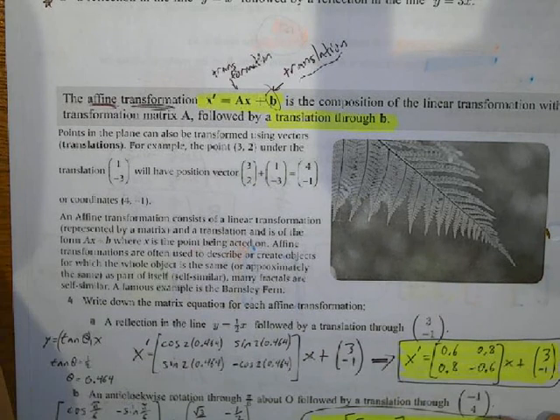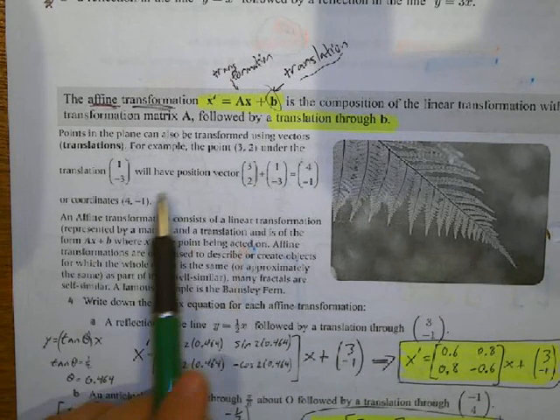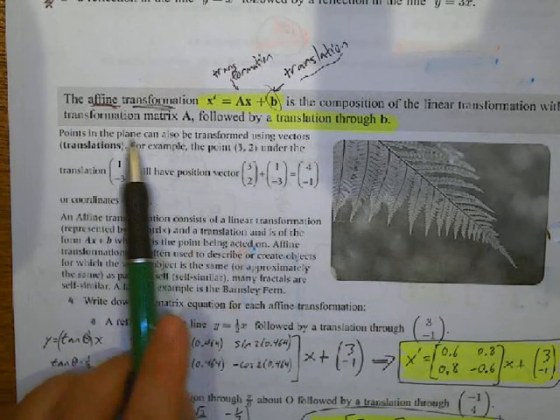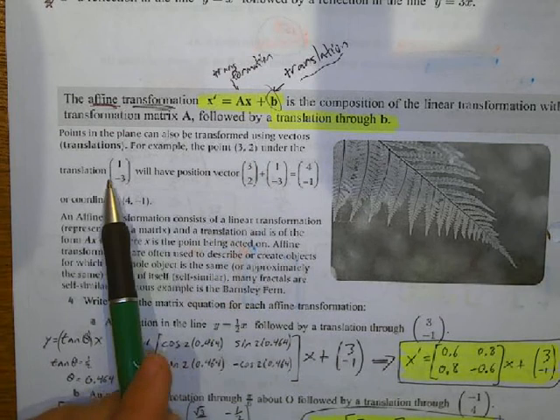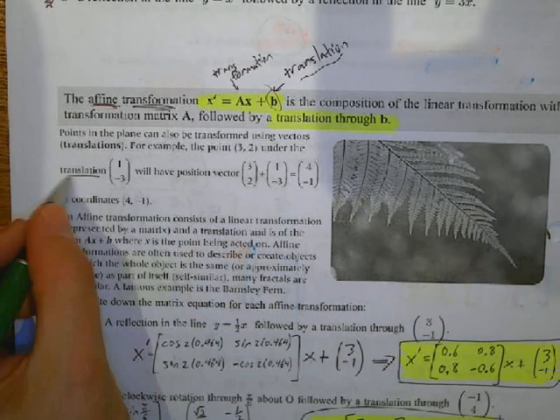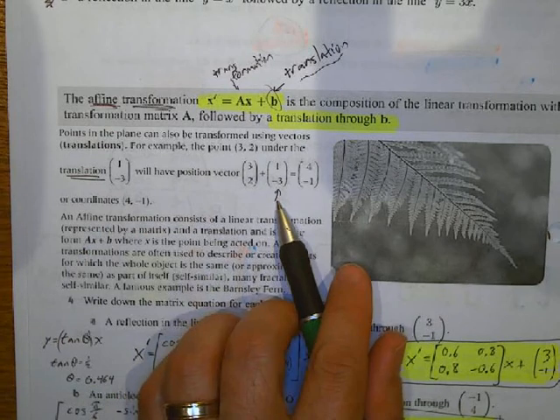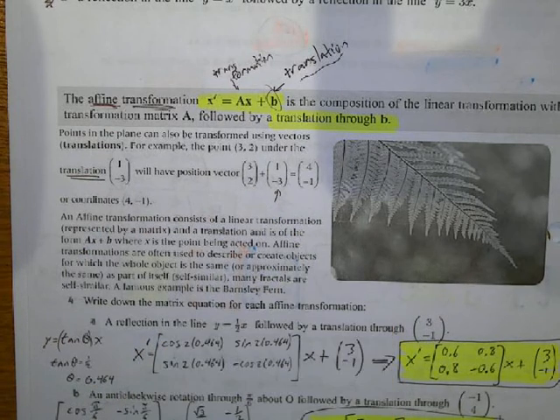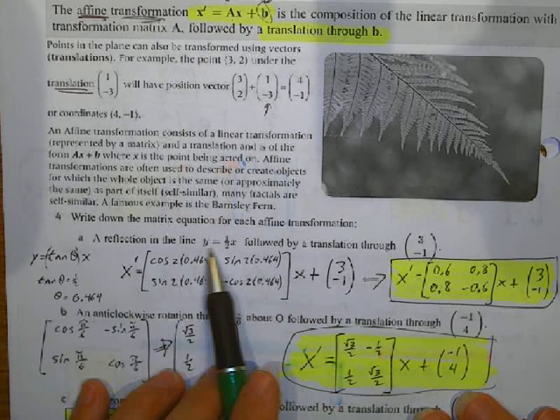So you can read this example, which was given to you here. But in this example, we've got a point 3, 2, which undergoes a translation of this. So basically, if it's doing a translation, we're just adding this value to my original point to get our new point.